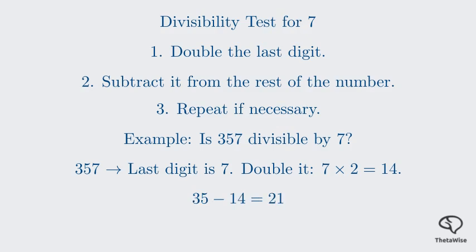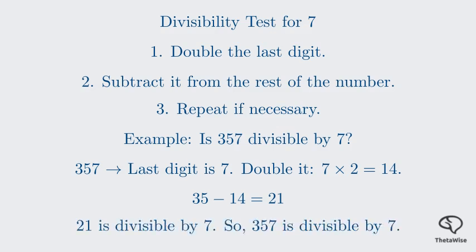Is 21 divisible by 7? Yes, it is. 21 divided by 7 is 3. Since 21 is divisible by 7, our original number, 357, is also divisible by 7. So we can confidently say that 357 is divisible by 7.